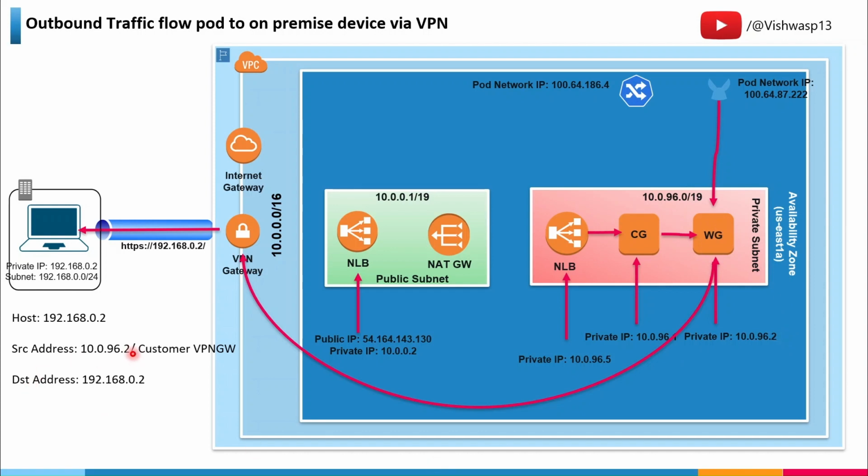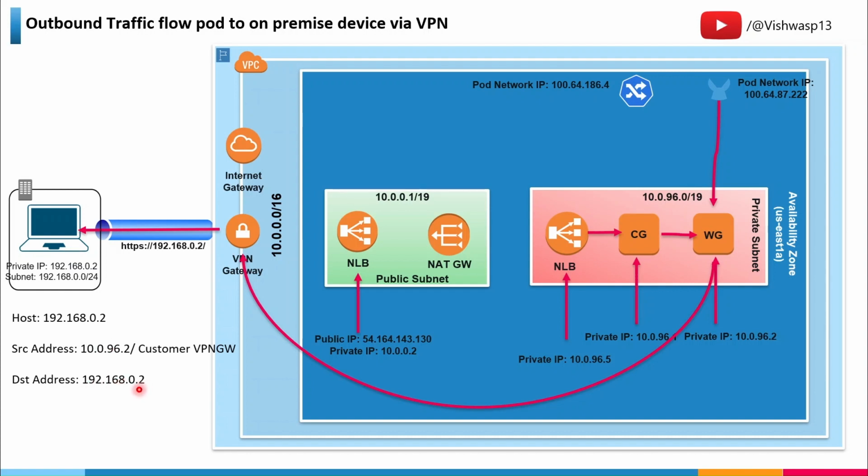Now this can be different because there is a possibility that this device will not be directly connected to the VPN tunnel. There would be a middle box, which could be some sort of gateway or a router device, and that would again override the packet the way this worker group node has done with the pod. So the same thing might happen. That is why I've written that the source address could be 10.0.96.2, or by the time it reaches this device, it would change to the customer VPN gateway IP address.